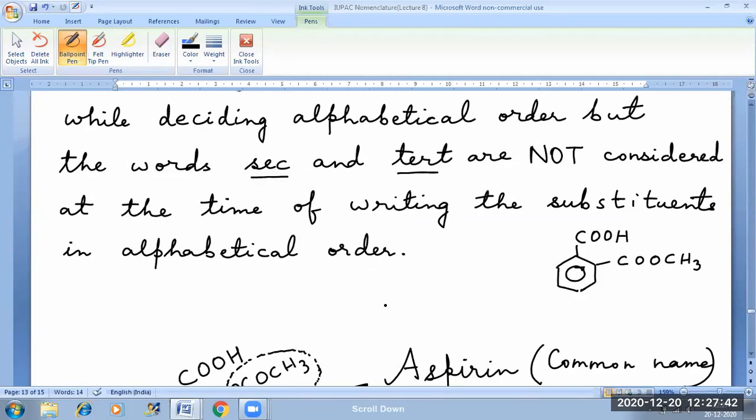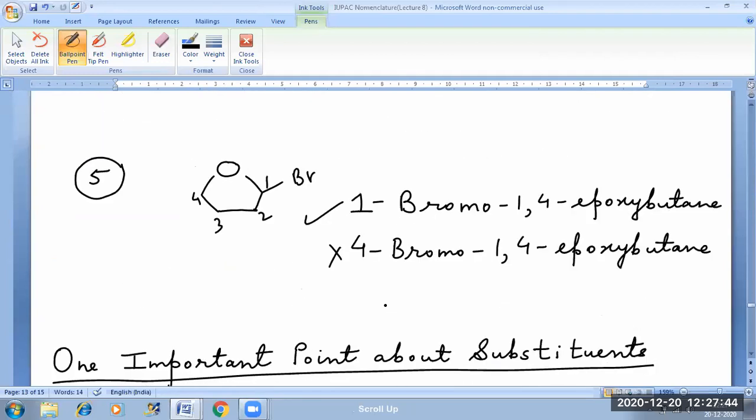So could you show the fifth example? Sir, when numbering the epoxy ones, do we have to give them also preference that they should get the lower number or something? Yeah, same thing. Everything is same. There is no separate set of rules for epoxy compounds. Everything is exactly similar to what we have done earlier.